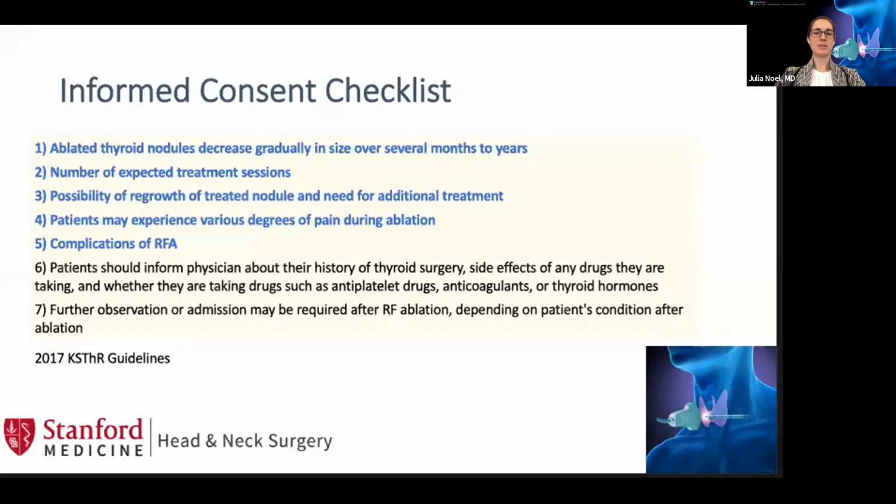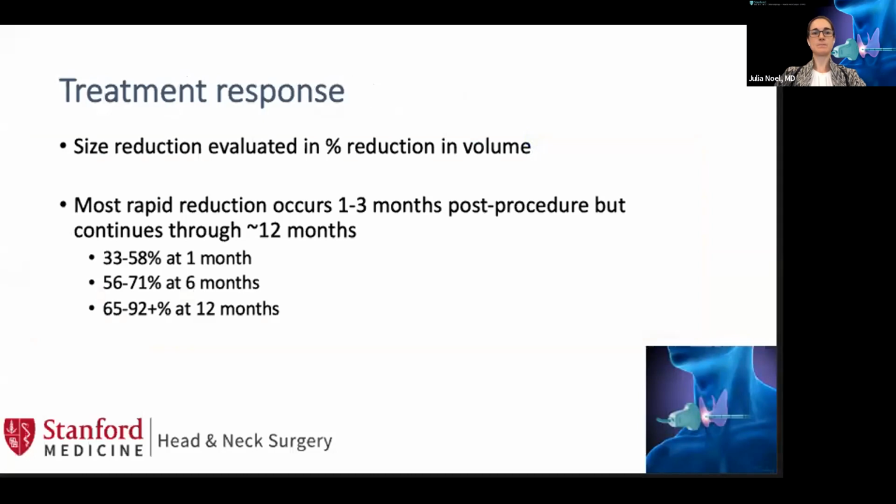We'll talk about these first 5 in a bit more detail since they nicely frame the discussion of expectations and outcomes. Treatment response and success in radiofrequency ablation is really measured in percent reduction in volume from baseline. The most rapid reduction typically occurs in the first 1 to 3 months following the procedure, but does continue at a slower rate of decline until around 12 months.